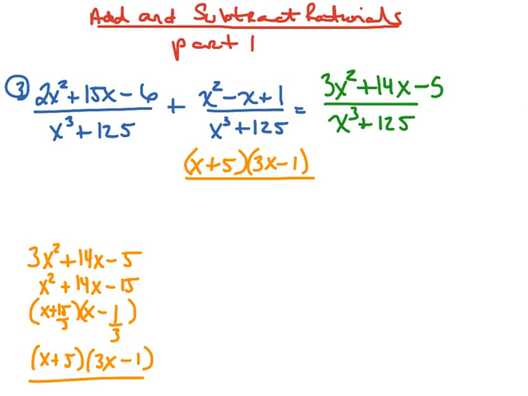Now I'm going to factor the denominator, x to the third plus 125. This is the sum of cubes. So the first thing I'm going to do is take the cube root of x to the third, which is x, plus the cube root of 125 would be a 5. Therefore, this is one of my factors, x plus 5. Now I need a trinomial. So to get this trinomial, we're going to take this first term x and square it. So if I take the x and square it, I get x squared.